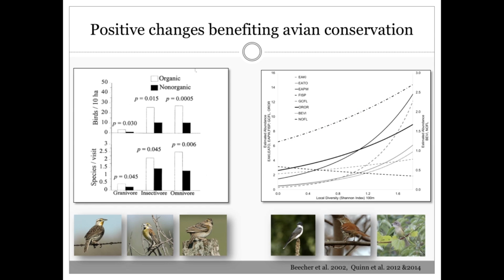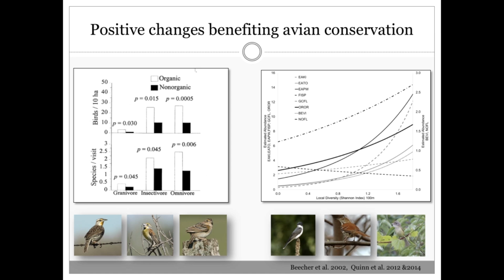Focusing on organic, we can actually see that organic farms can provide food, but also protect biodiversity. One of my predecessors at the University of Nebraska worked on a project that compared bird abundance and diversity in organic and non-organic land. So we can see in the figures on the left, the white bars represent organic, the black bars represent non-organic, that there were 2 times as many individual birds and 2 times as many species in organic as in non-organic farms.